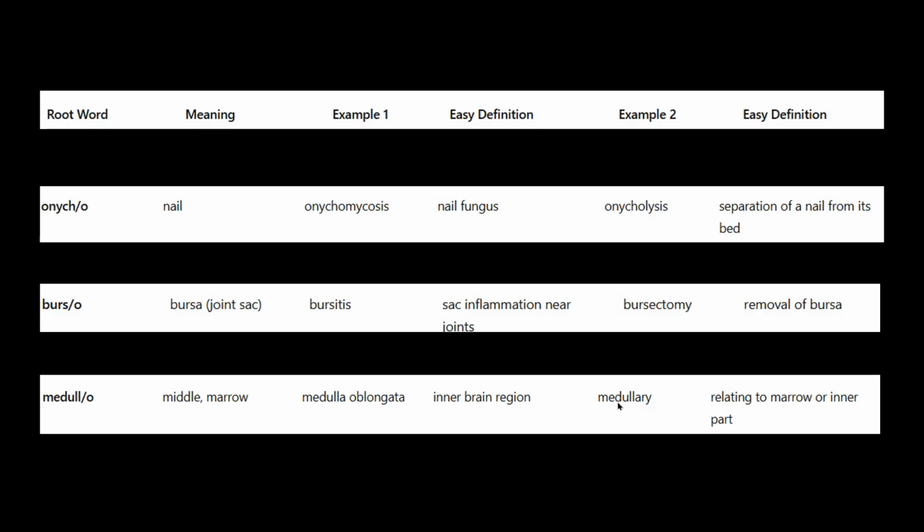Similarly, we have next example, that is medullary. Medullary means related to marrow or inner part. So if something is related to marrow or inner part of the body, then in that case we will use the root word. You will find the root word that is medullo or medull.